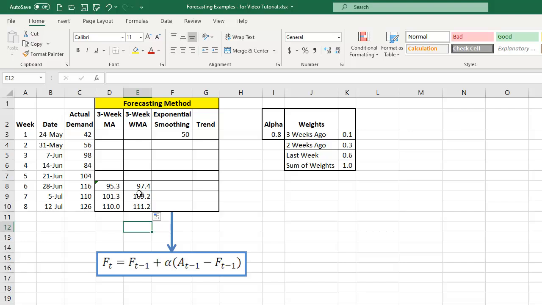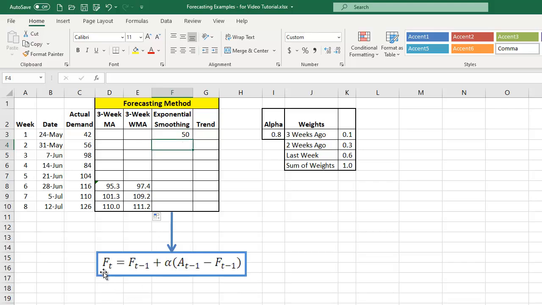All right, let's move on to the exponential smoothing method. This method is helpful when there's not a lot of historical data. In this case, we're going to hypothetically say we only have 1 week of historical demand, 42 units in week 1. And we forecasted prior to that week that we would sell 50 units. That data then is used as we create the exponential smoothing forecast.